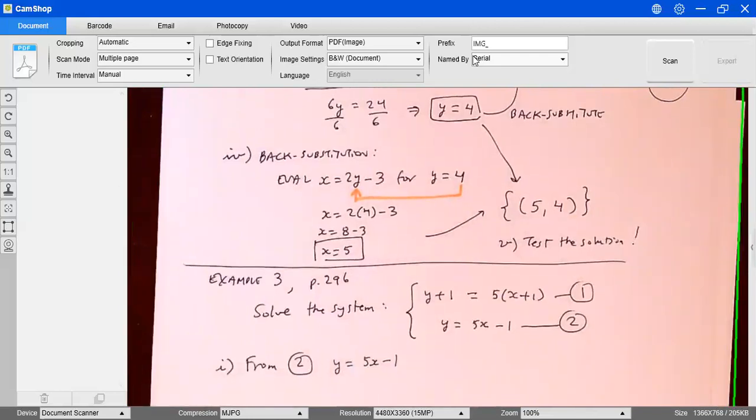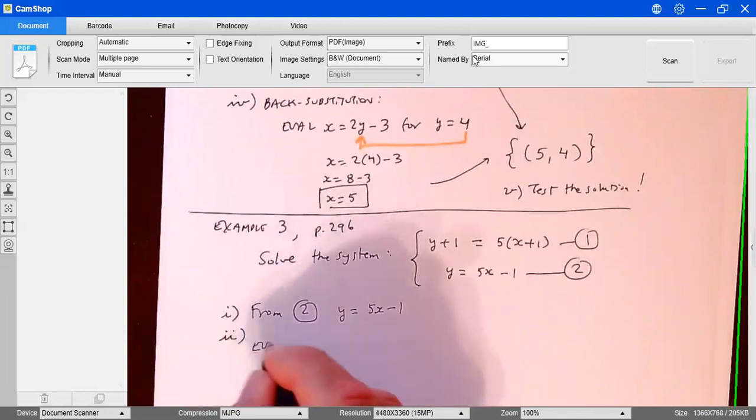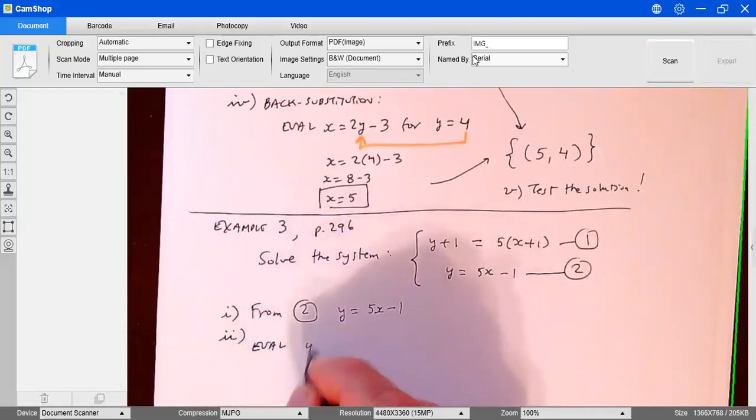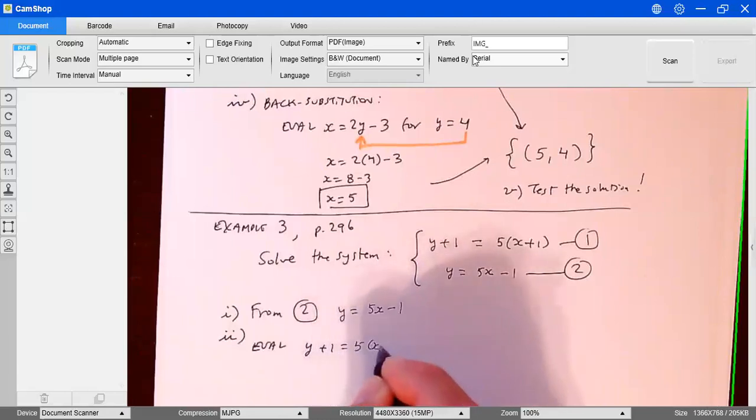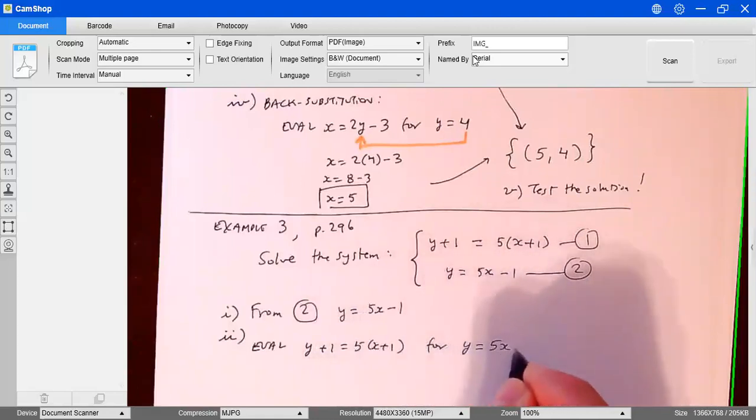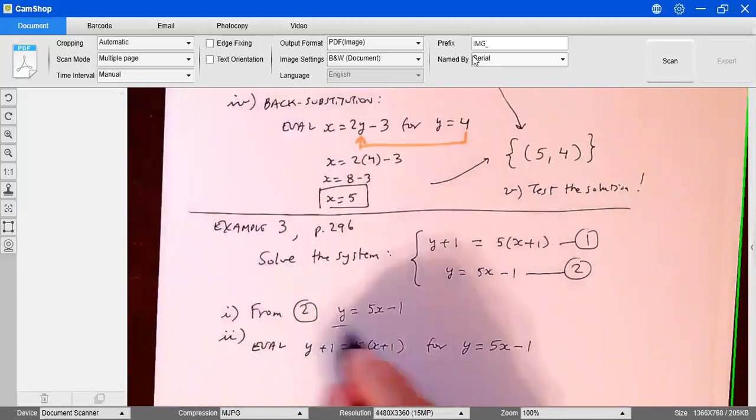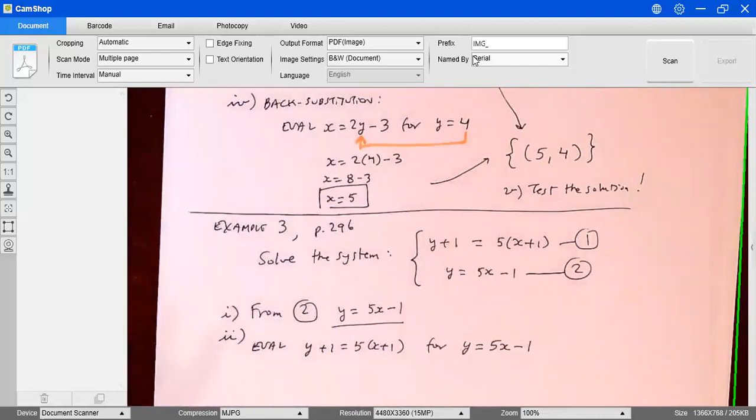Okay, so now we're going to do the substitution. The substitution step is just evaluating the other equation, y plus 1 equals 5x plus 1, for y equals 5x minus 1, the equation that we obtained from the previous step. So we're going to replace y with this value, and we're going to solve the resulting equation.